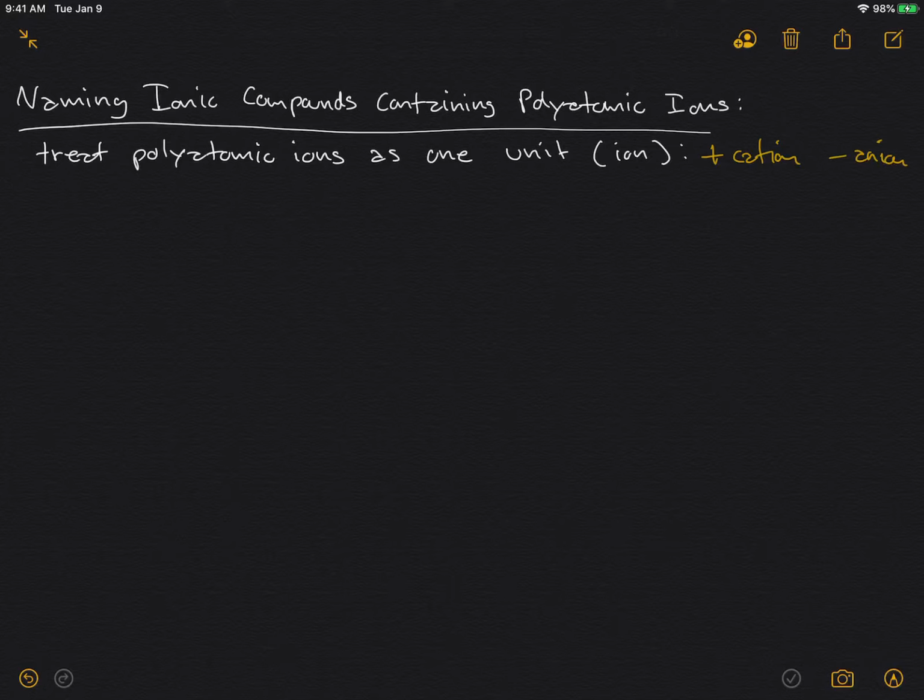And so there's really no great way to learn the polyatomic ions other than to memorize them. So in general, I think flashcards are a good tool for that. So let's look at some examples. The first example, let's start simple.